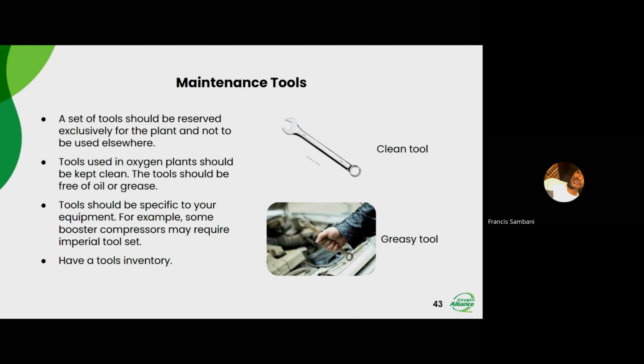And also, what you will notice is that you have equipment inside your PSA plant. Some equipment might require an Imperial tool set. So make sure if your air compressor or booster compressor requires an Imperial tool set, you have that, because they have a small difference. The problem if you use the wrong tool is you end up damaging the edges of your nuts, and eventually you won't be able to use the tool that you were supposed to use on that nut. You have a challenge opening that.